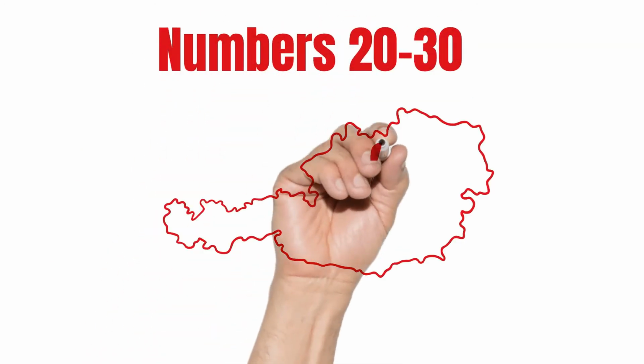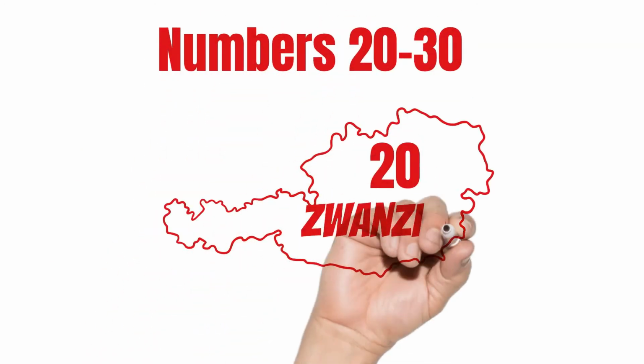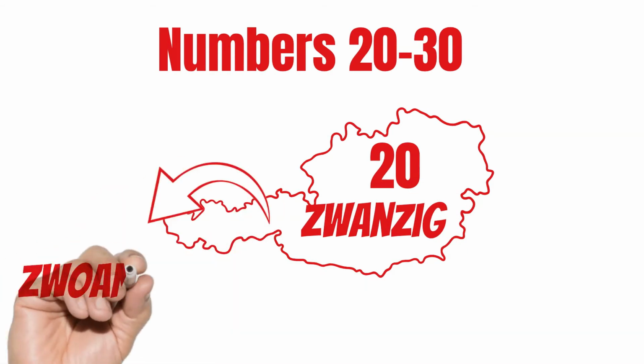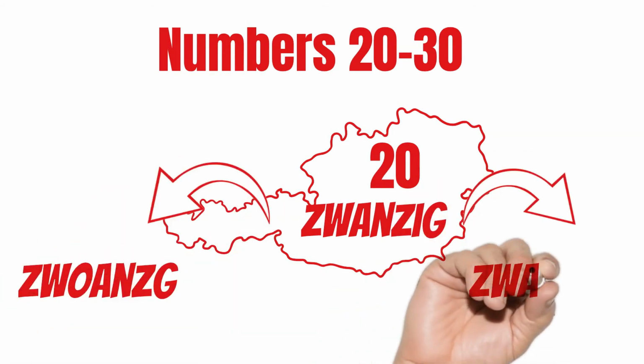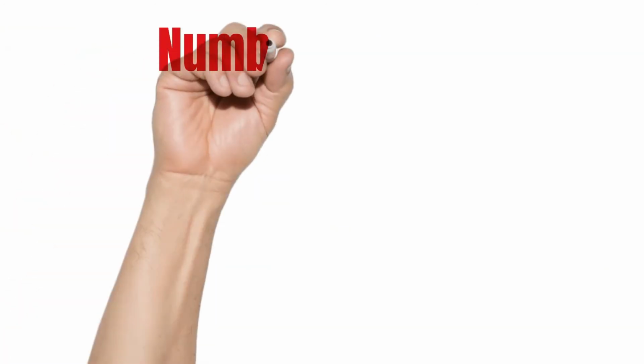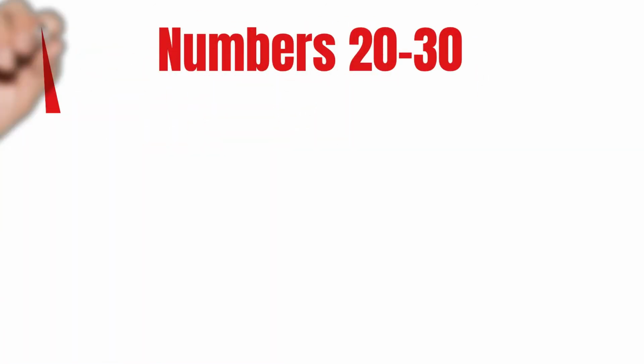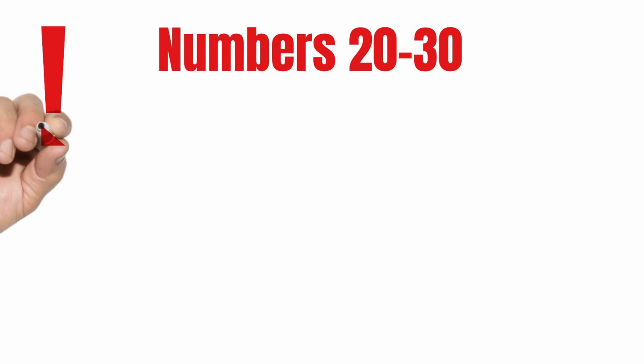We start with 20. 20 means zwanzig in Standard German, and in the western part of Austria you will hear zwanzg, in the east zwanzg. The next numbers are a bit more difficult to build, therefore we're going to take a closer look at them.